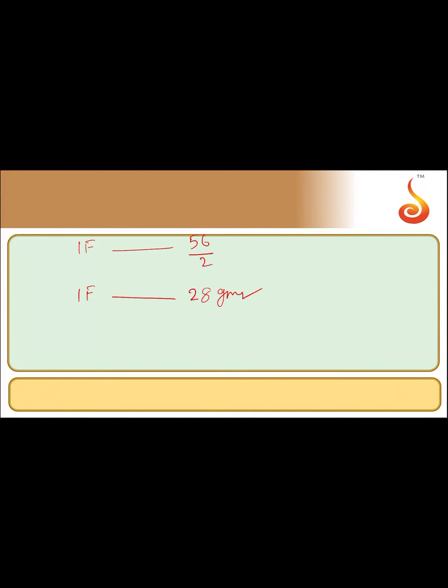Then they are asking for 2 Faraday. For 2 Faraday, how much is it? That is 2 into 28, which is 56 grams of iron deposited.